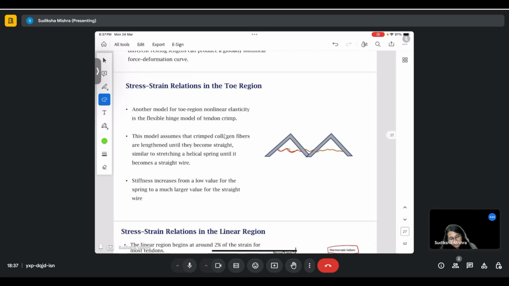There is one more model, which is known as the flexible hinge model of tendon crimp, which assumes that the crimped collagen fibers are lengthened until they become straight, similar to stretching a helical spring until it becomes a straight wire. And the stiffness increases from a low value for a spring to a much larger value for a straight one.